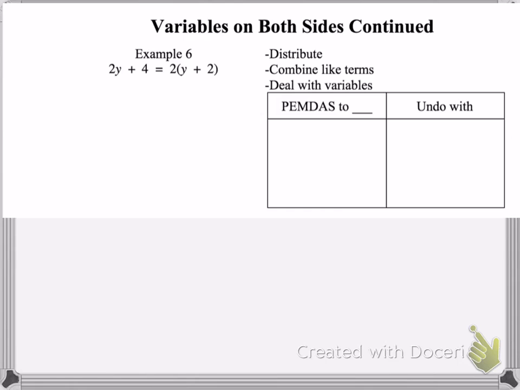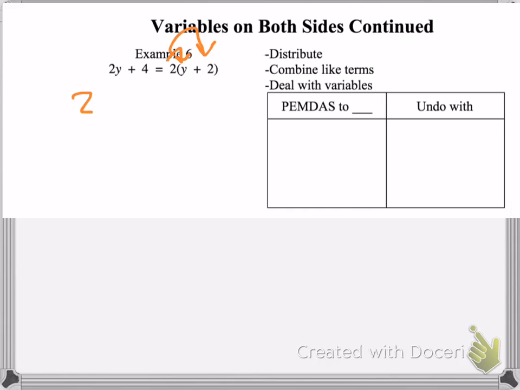What we have that's new is we're going to do our distributing, then we're going to do our combining like terms, and then we're going to deal with the variables, and we'll do our order of operations, do undo stuff, and we'll be good to go. So first of all, distribute. So I see I've got parentheses over here, and I've got 2 times something in parentheses. So that means I need to multiply 2 times both y and 2 times 2.